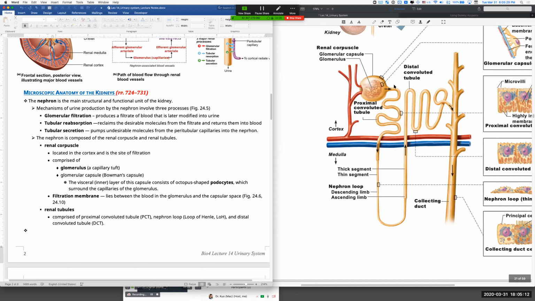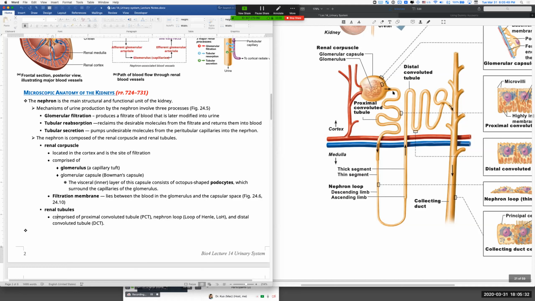The renal corpuscle can be further broken down into the glomerulus, which is the tuft of specialized capillaries in there, and the glomerular capsule, which is this external capsule that wraps around the capillary. Okay, so those are the two parts of the renal corpuscle.